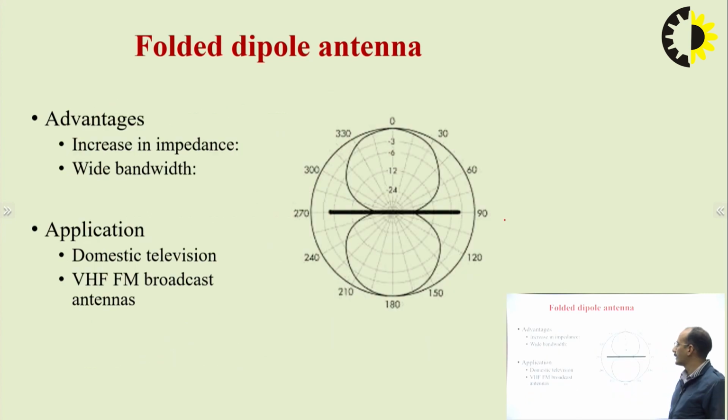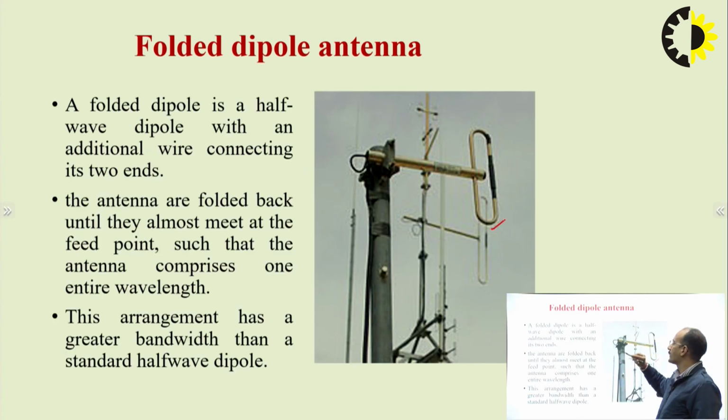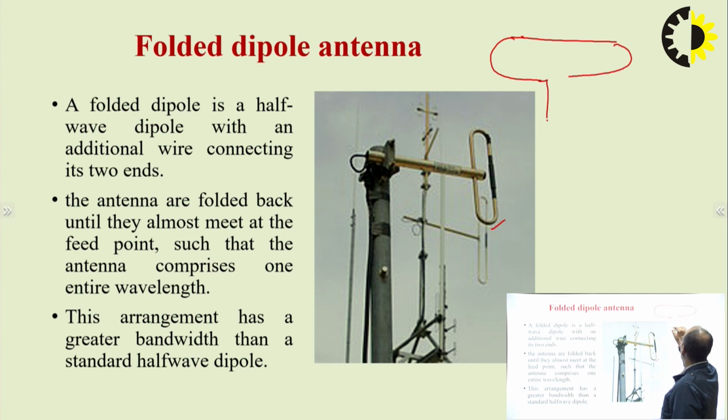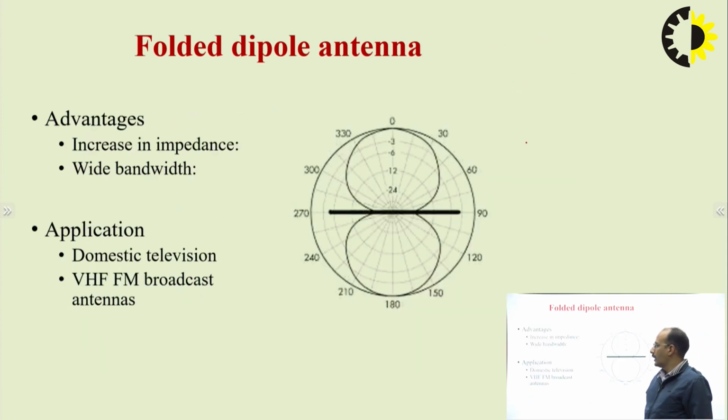You can see here that this is the folded dipole antenna, in which you take a lambda by 2 length antenna and fold it from the end, and then provide the power to this input point. The advantage of a folded dipole antenna is increased impedance and wide bandwidth. This is the radiation pattern of the folded dipole, and it is used for VHF FM broadcast and domestic television.